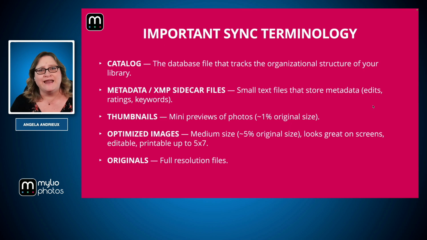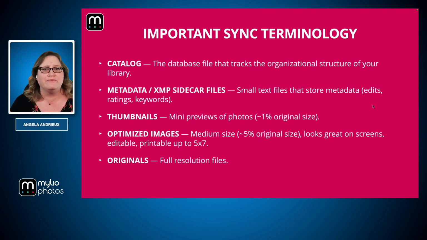The next step up from that is optimized images. These are kind of medium-sized files, but they are visually indistinguishable in most cases from your original quality files. The cool thing about them is they take up about 5% the size of the original. They look great on most screens, and you can even print them up to a 5x7. So when you have the option to have optimized images on your phone, it gives you a great viewing experience without having to take a ton of storage space.